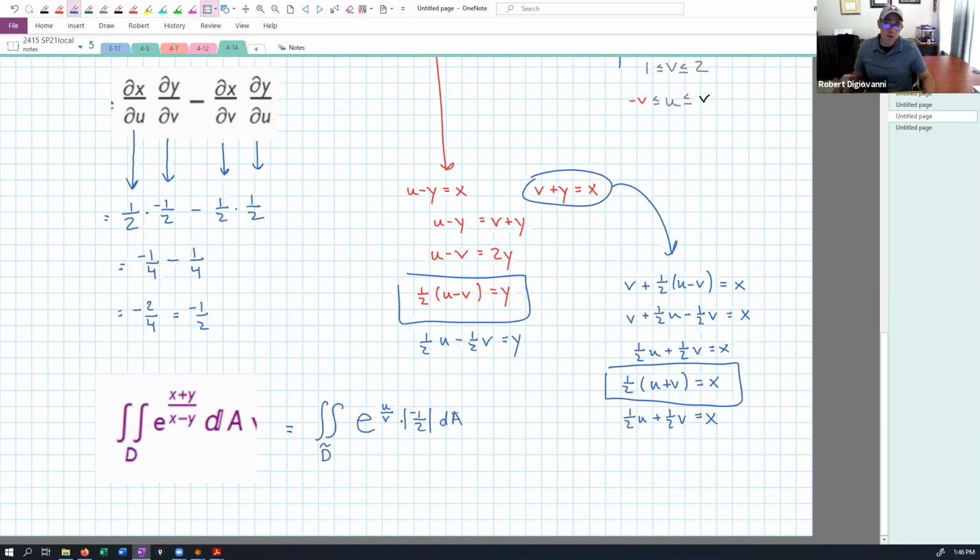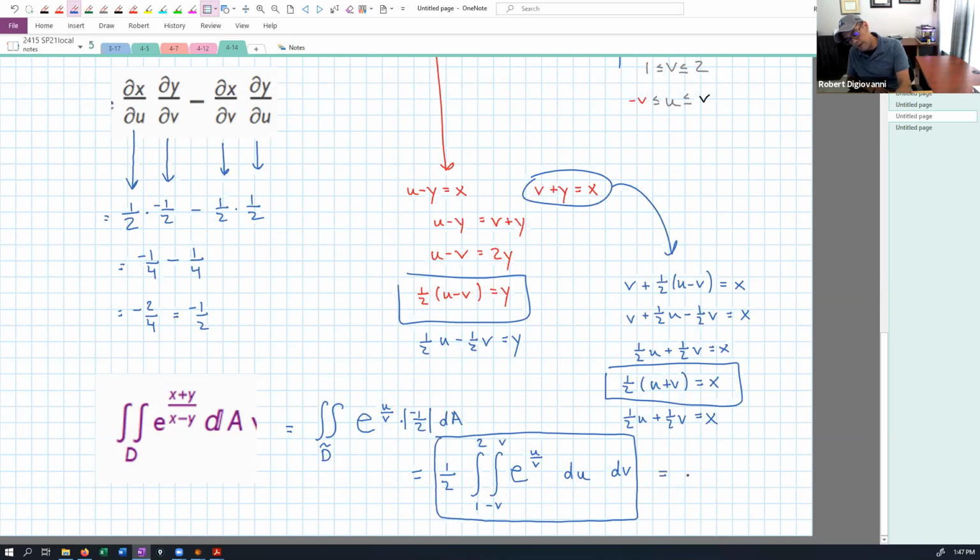Now, I do not have a choice on the order of integration because this was a type 2. So this is equal to, let me bring that 1/2 out, the integral where v is between 1 and 2, and that forces my outer integral to be with respect to v. Then my inner integral is going to be my restrictions on u, which is negative v to v. Then I have e to the u over v du, equals dot dot dot.